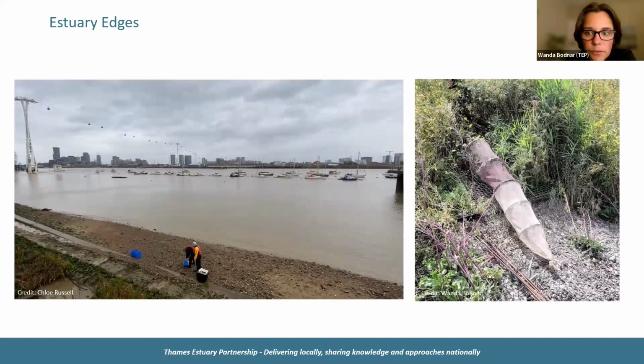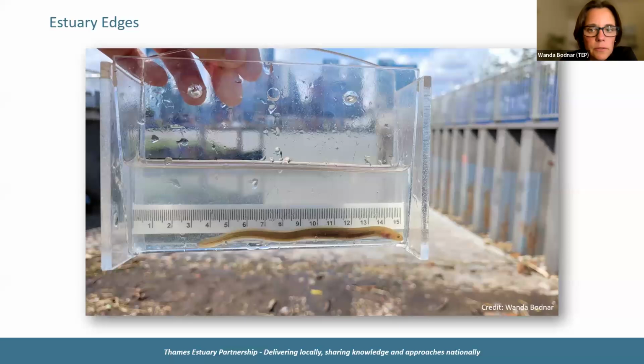Fyke nets were also secured before the tide inundated them and then were recovered on the falling tide. All the fauna captured were identified to species level and were counted, and additionally, the total length of the fish captured was also measured.